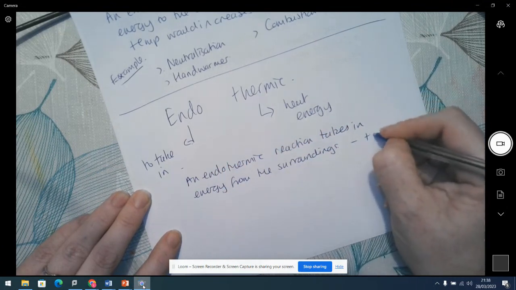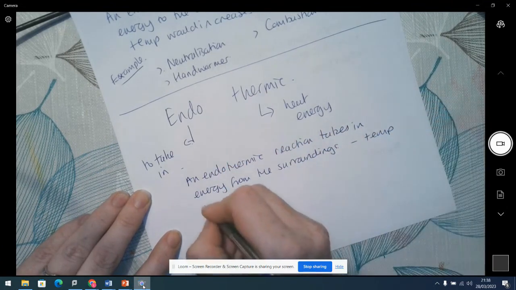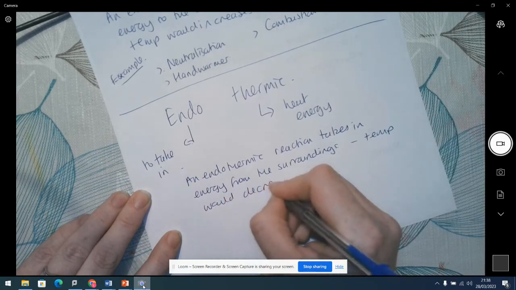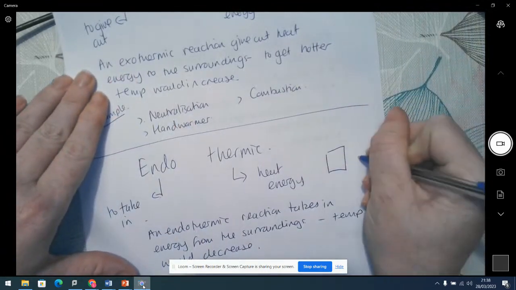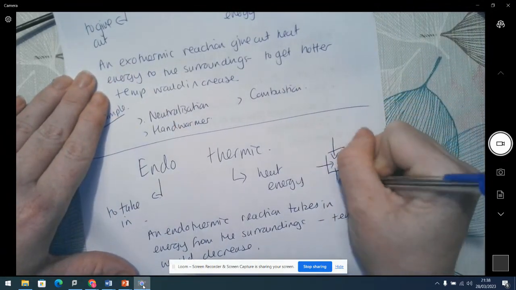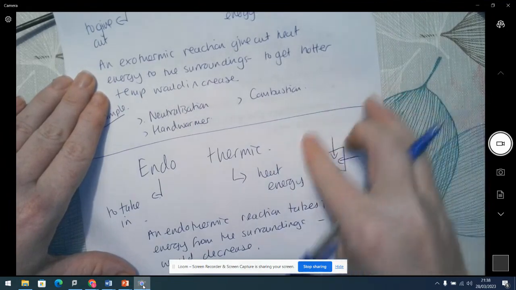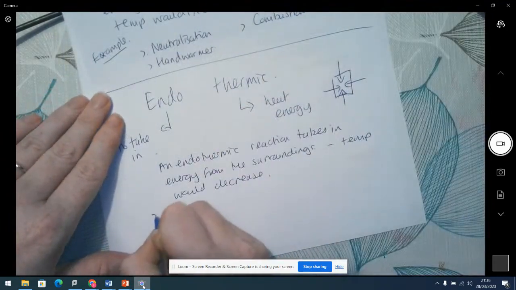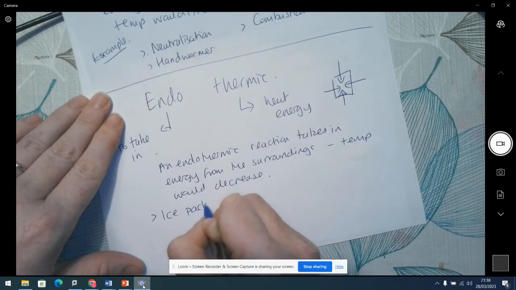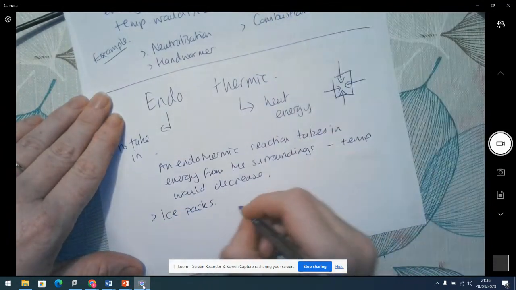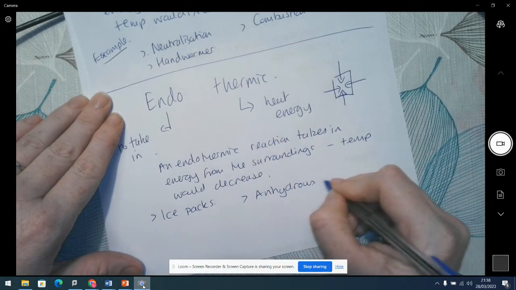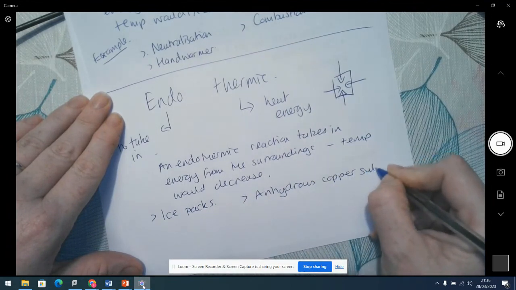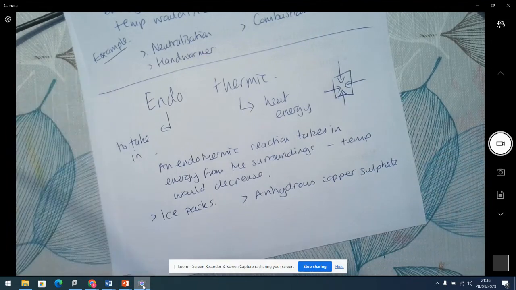So as a result, the temperature would decrease. So the surroundings would get colder. Again, we're taking that energy in from the surroundings, and as a result, the surroundings will get colder. So examples: ice packs. You might also hear of something called anhydrous copper sulfate. But there's not very many reactions that are in fact endothermic.